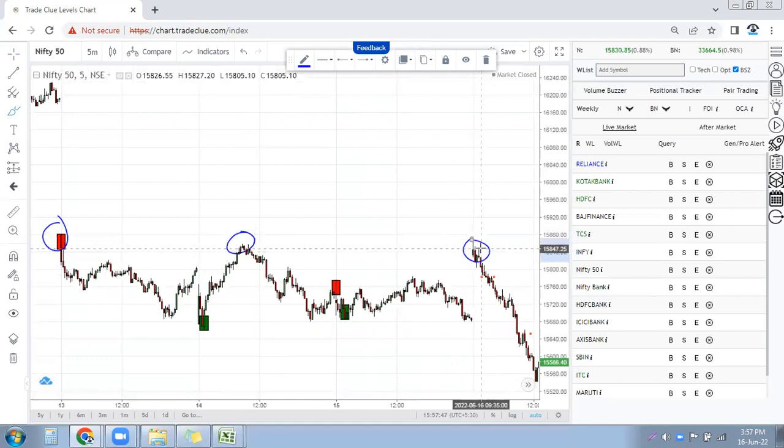And more so, you can clearly see over here, once the price goes below the green boxes, then we can say that, okay, fine, the support zone has been broken and the price can go further down. And that is exactly which we are seeing in today's Nifty fall.